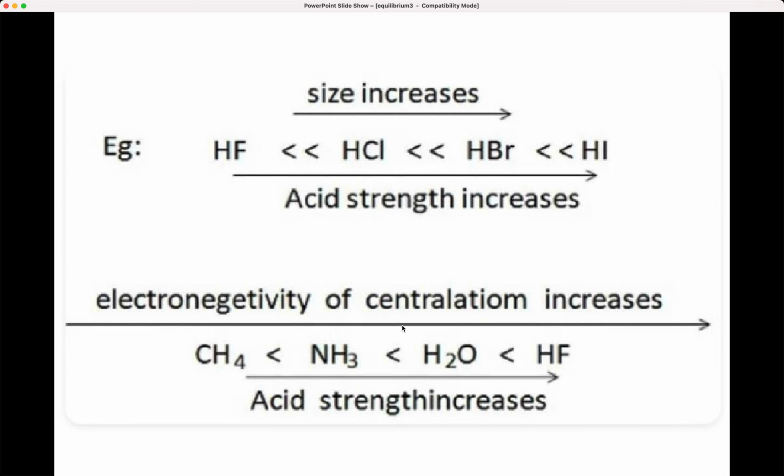Then as the electronegativity of the central atom increases, the acid strength increases in this order: CH4 less than NH3 less than H2O less than HF. So remember that order also.